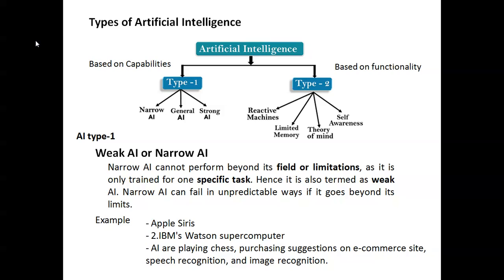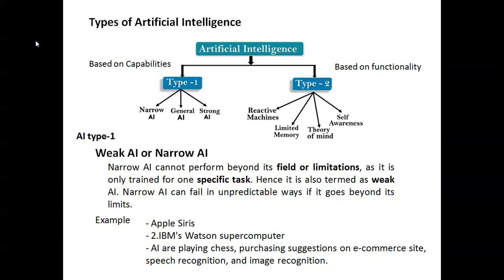Okay, types of artificial intelligence. So there are two types. Type 1 based on capability and type 2 based on functionality. Based on capability, they classify into three: narrow AI, general AI, strong AI. Based on functionality, type 2 is categorized into four: reactive machine, limited memory, theory of mind, self-awareness.